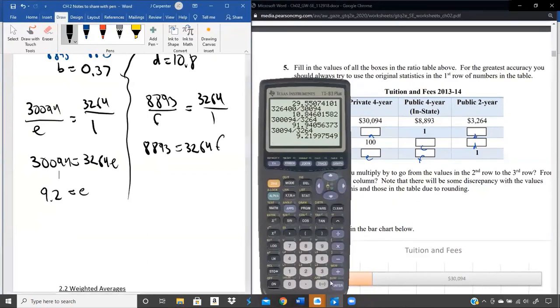Divide by the 3264. Spoilers, I'm going to do this wrong. I'm going to divide wrong. I'm going to do 3264 divided by 8893, and I get 0.367. So that says for every dollar I spend at TCC, I'm spending 37 cents at ODU. That doesn't make sense because ODU is more costly. Oh, I goofed my algebra. Instead of dividing by the 3264, I divided by the 8893. So let's fix that.